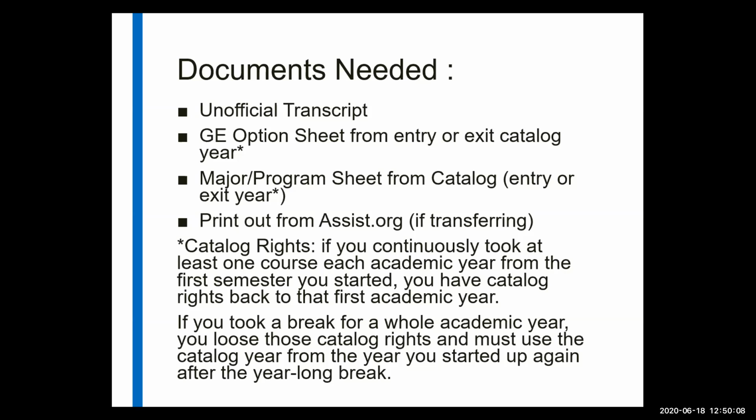The only time this really matters is if the program has gone through a change and has different requirements. So if you're unsure, you can always look at your transcript to make sure that there wasn't any break. Also, you could just use the exit year or the last semester. So if you think you might be graduating in spring of 2021, then you can use the 2021 catalog year rights as your guide. That part's kind of up to you. So you would want, again, your unofficial transcript, your GE option sheet if you're doing an associate's degree, and your major program sheet from the catalog.